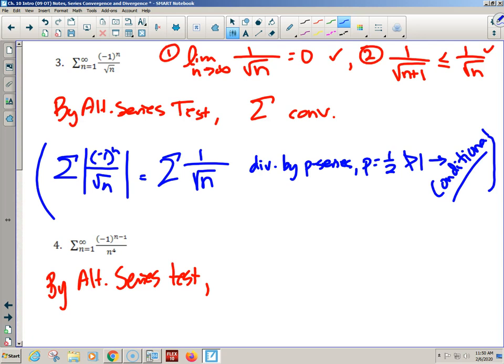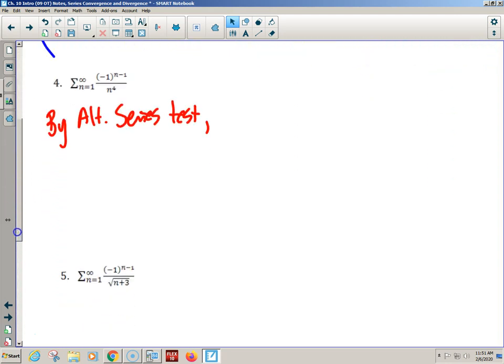Now, I know some of you don't need to write this out, but still, it's a process that needs to happen in your brain at some point, especially if they're asking for not just convergent or divergent, but what kind of convergence it has. Are we okay with this being convergent and this being conditional? Okay. So what's going on with this guy?